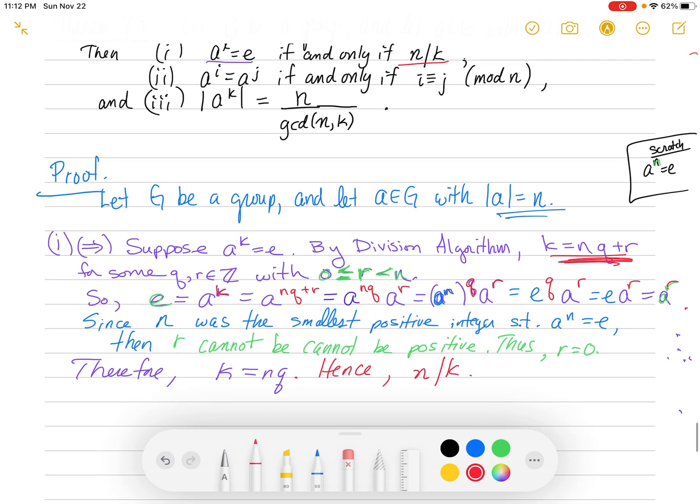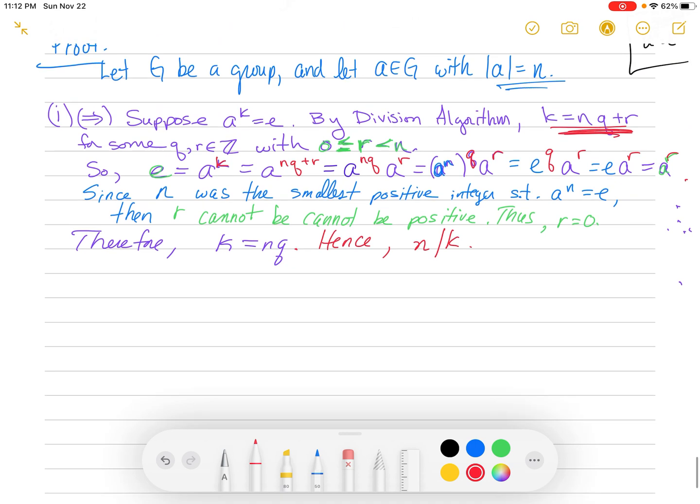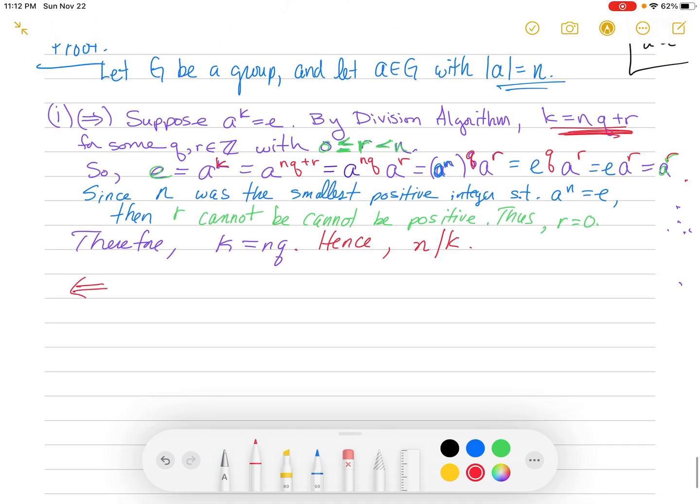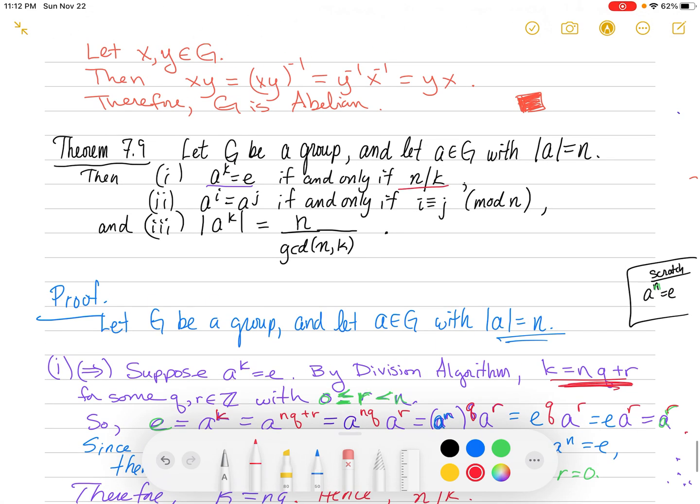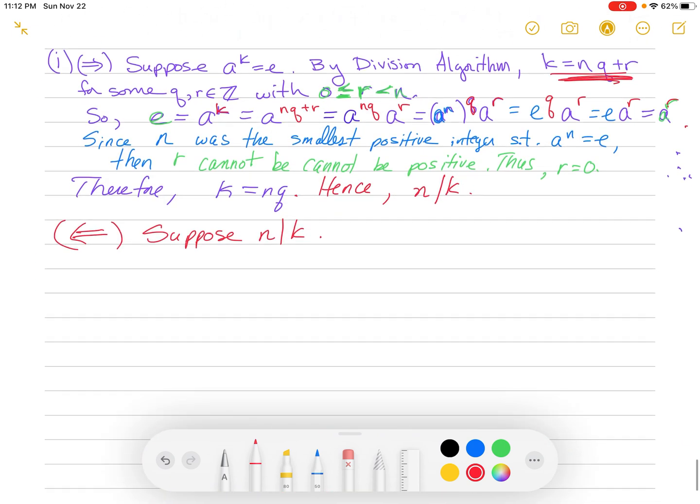So now we're going to go to the other direction. We're going to start with n divides k, and we're going to show a to the k equals e. This will be easy, this one. So the other direction. Suppose n divides k, right? And we want to show a to the k equals e. So if n divides k, then there exists, now n is a positive integer, k is a positive integer, there exists q in the positive integers such that, let's say, k equals nq.